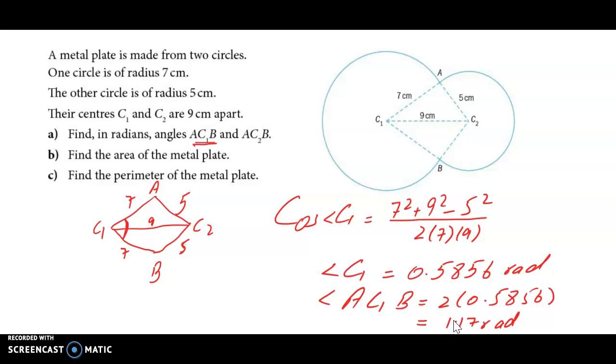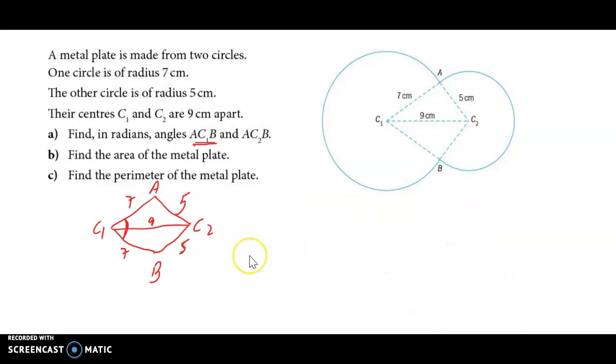Now this time let's see how we will find AC2B. You can try a similar procedure. So this time for angle AC2B, again we'll split this triangle. Let's consider the angle we are trying to find, between AC2 and C1. Then again we can apply the cosine rule.